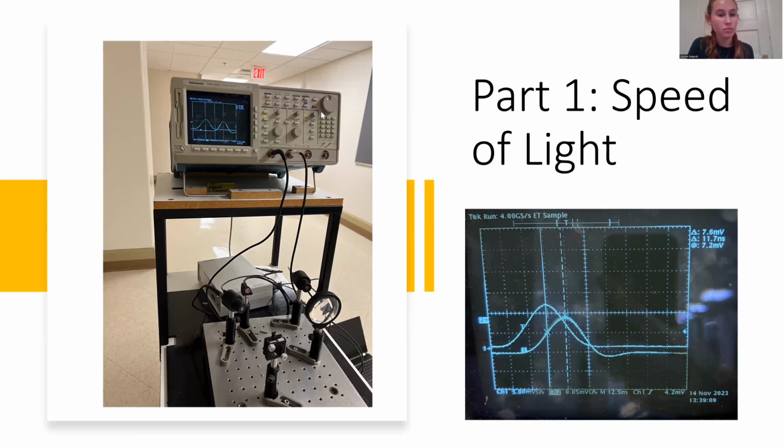We use this oscilloscope here on the left to obtain an outgoing and a returning pulse for a laser beam reflected off of a mirror. And then we can determine the time difference between these two peaks using the oscilloscope.